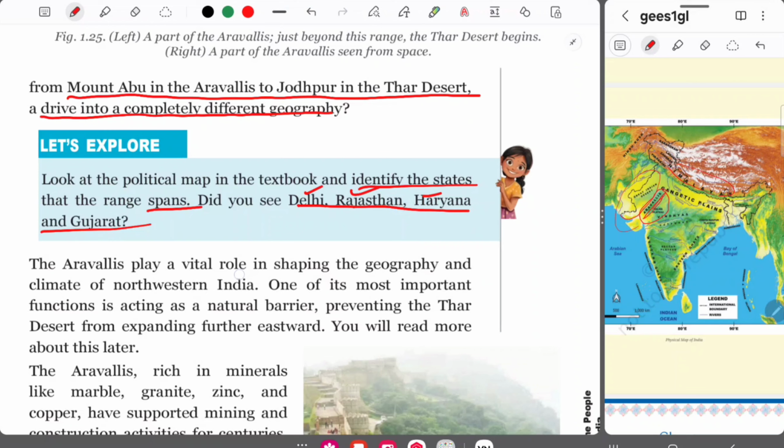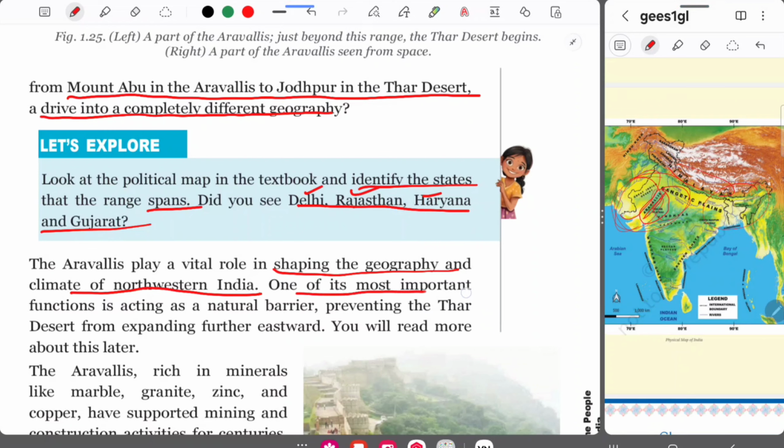So the Aravallis play a vital role in shaping the geography and climate of northwestern India. These Aravalli hills play a very important role in shaping the geography as well as the climate of northwestern India, especially this part. This is the central part and this is the northeastern part.